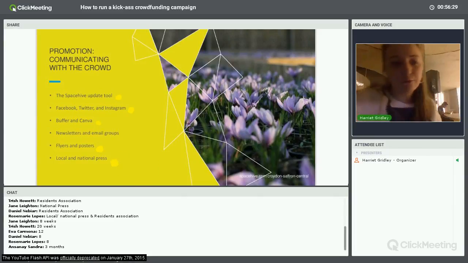So that's just a brief overview of the different types of channels that you can use to promote your project with the crowd. There's also a guide on social media and what makes a good post, and when to post, and all these sorts of things. Again, that's in our big guide, which you can download if you go onto the Spacehive blog on our website and search for the guide.